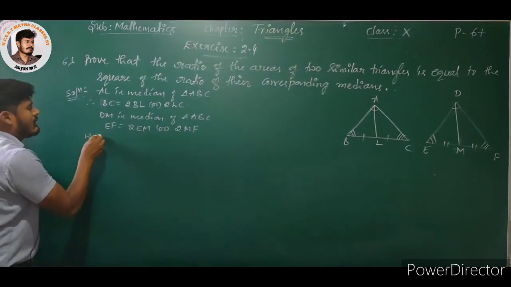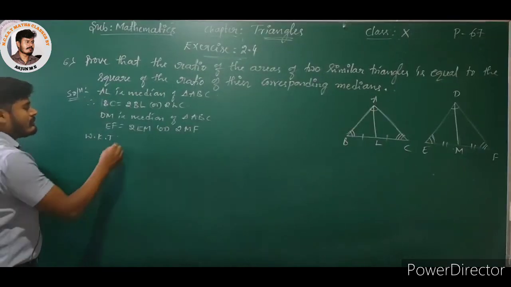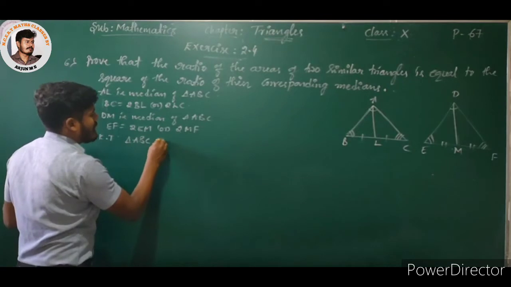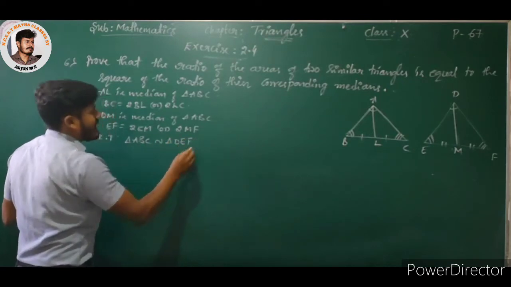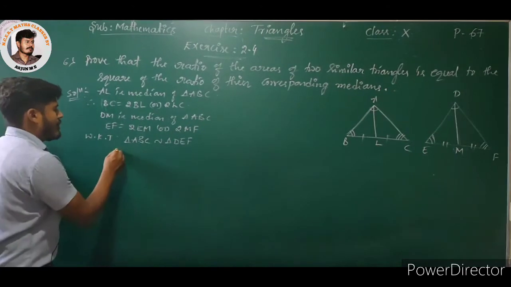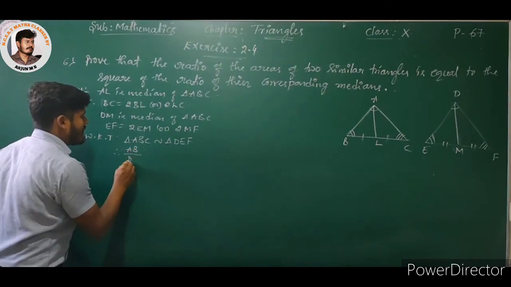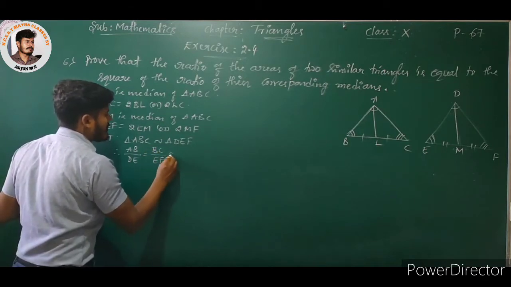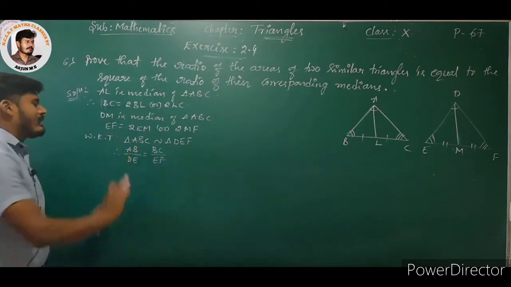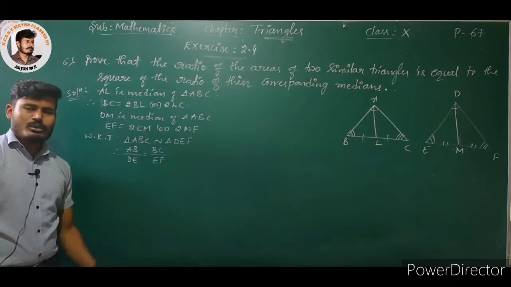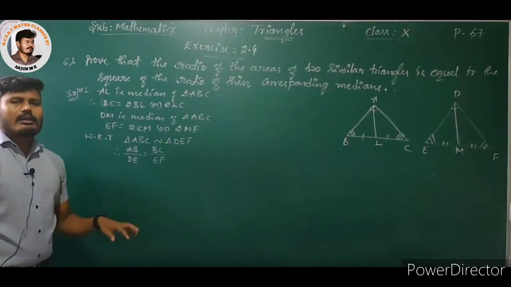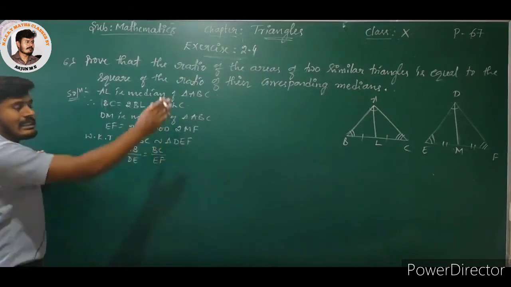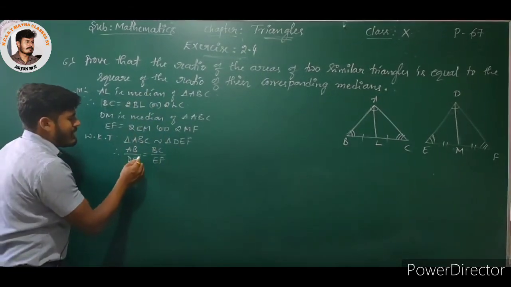So now we know that triangle ABC is similar to triangle DEF. Here ABC and DEF both are similar triangles, therefore we know the ratios AB by DE is equal to BC by EF. One more is there, but that's it. These two are enough to prove this particular proof, right? So AB by DE is equal to BC by EF.